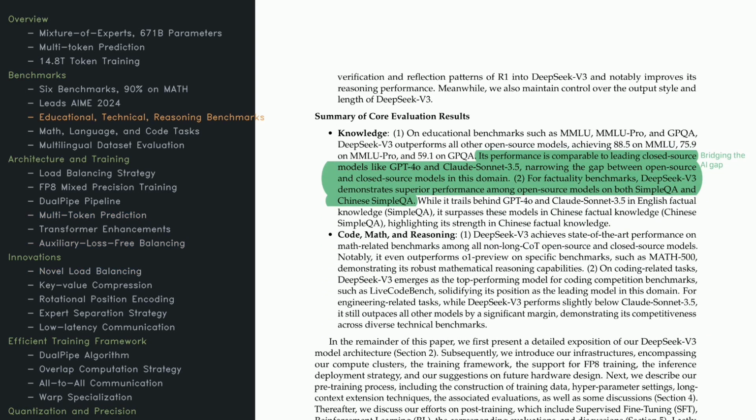Now let's explore how DeepSeek V3 performs on a wide range of tasks: knowledge, coding, and reasoning. For educational tasks, it leads among open-source models on MMLU and GPQA, coming close to GPT-4 levels in some areas. It also does extremely well on Chinese factual tasks, outrunning its closest rivals there. On technical benchmarks, it reaches state-of-the-art results in math and reasoning, even surpassing previews like MATH-500.